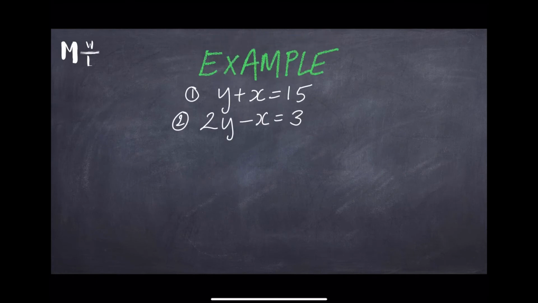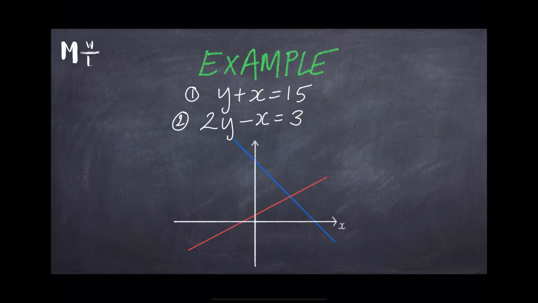So let's look at this on a graph. The point at which these two lines cross is our solution, (9, 6). Here, I plotted each equation by rearranging them to be in the form y equals mx plus c, the equation of a straight line.